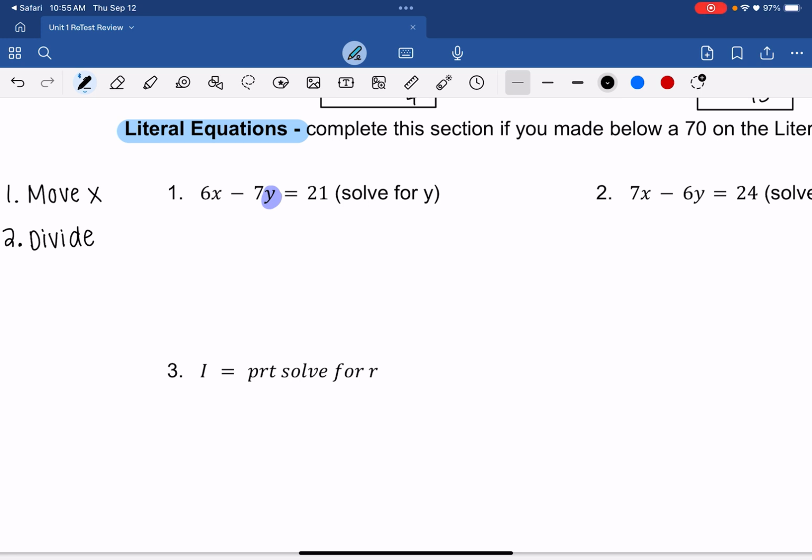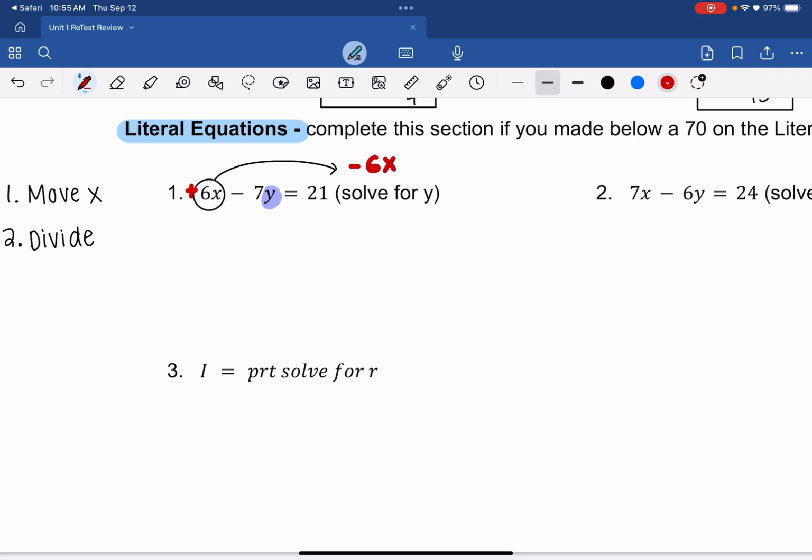Okay, so when I move X, it also happens if there's a constant next to Y. Whatever it is, you've got to move whatever's adding and subtracting to our Y value to the other side. And when you do that, the sign in front changes. So this is going to be a positive 6X on the left-hand side. So when I move it to the other side, it's going to be a negative 6X.